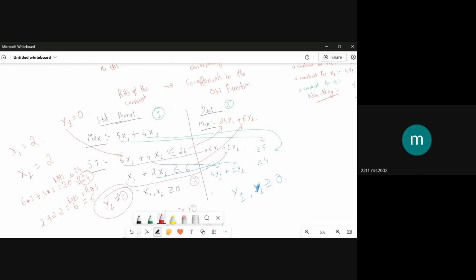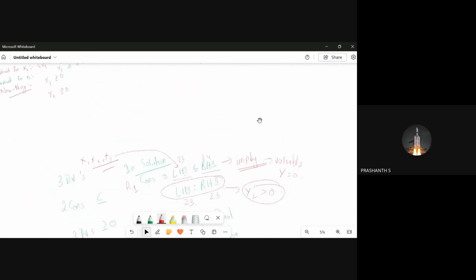So y1 and y2 are the unit worth of a resource to you. And how do you find out the worth? If the constraint becomes binding, like this guy, this is a binding constraint, which means the LHS becomes equal to RHS. When it's binding, that particular resource is of worth to you. You will look out whether you can buy some more. If you are already wasting your resource, you will not look out to buy some more, which means that worth becomes 0. Making sense?